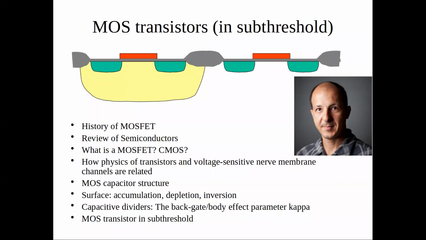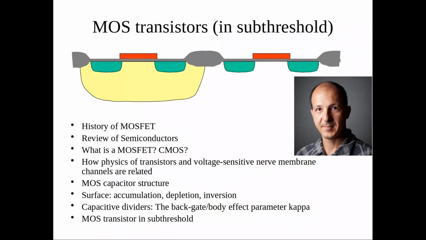So we'll go over the history of the MOSFET and then quickly summarize a review of semiconductors, and go into the details of what a metal oxide semiconductor field effect transistor is and what complementary metal oxide semiconductor technology is. And then look at the physics of transistors, and in subthreshold in particular, how they are essentially the same as the physics of nerve membrane channels, and what the relationship is.